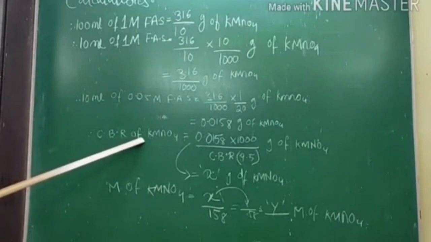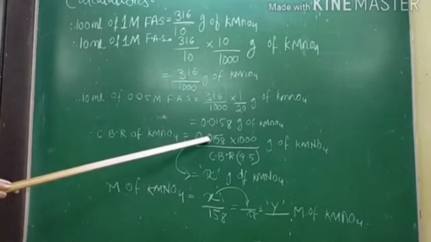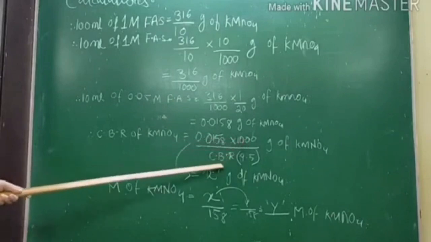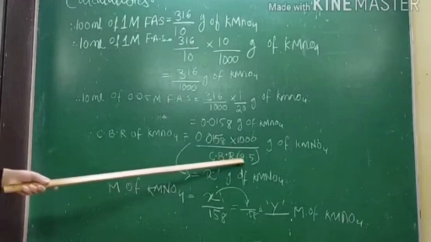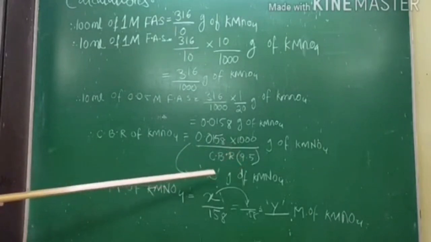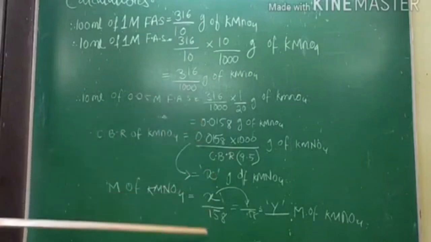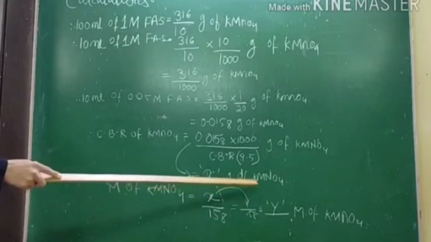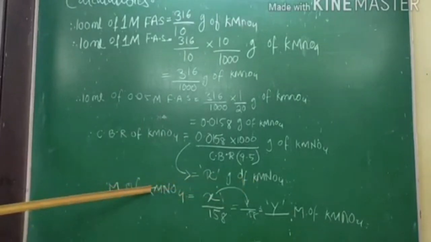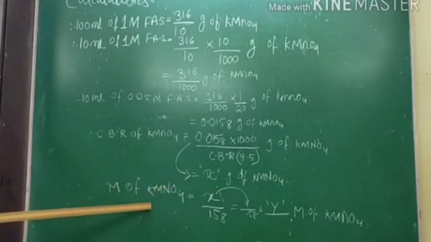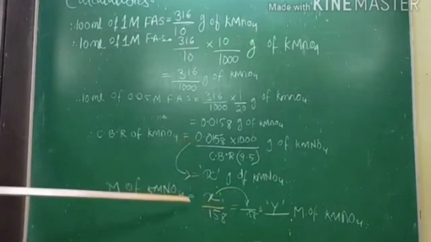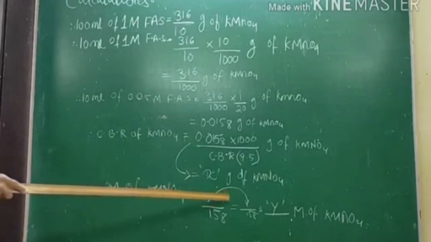CBR of KMnO4 is equal to, which is already given, 0.0158 multiplied by 1000 divided by CBR. CBR हमारा क्या होगा, 9.5, जो हम लोग ने observation table से लिया था, grams of KMnO4. After all this calculation we got x of KMnO4 solution, and we will put the x value over here. After all this calculation, we got the value of y, that is the molarity of KMnO4.